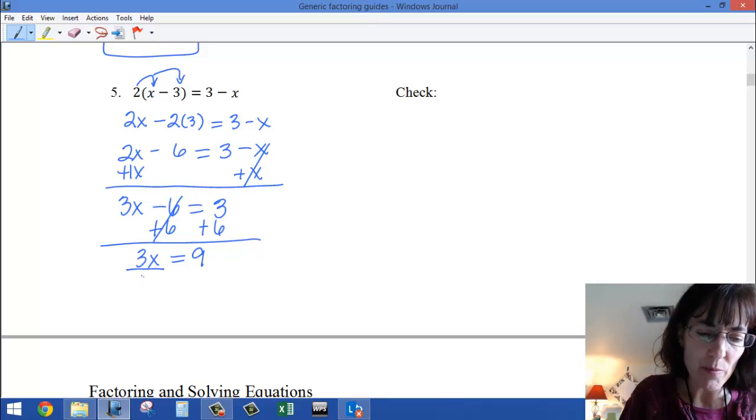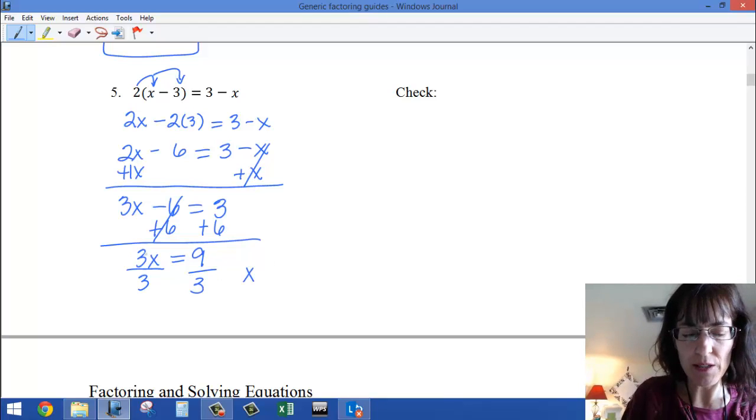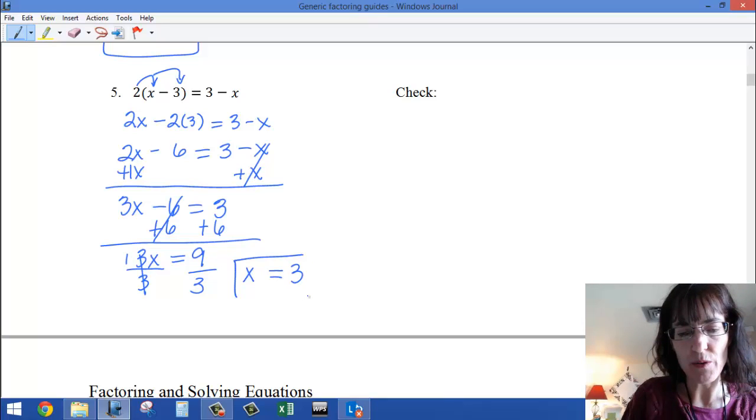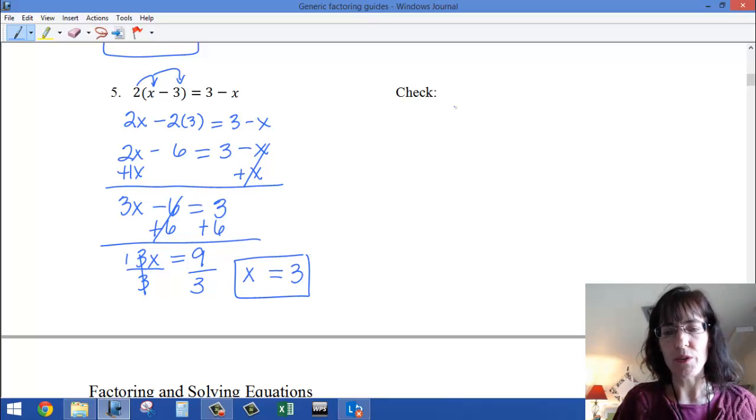And last thing, divide by that coefficient, divide by the 3, and I get x because these reduce to 1, and 1 times x is x. And then 9 divided by 3 is 3. So I get 3 for my solution for this one too.